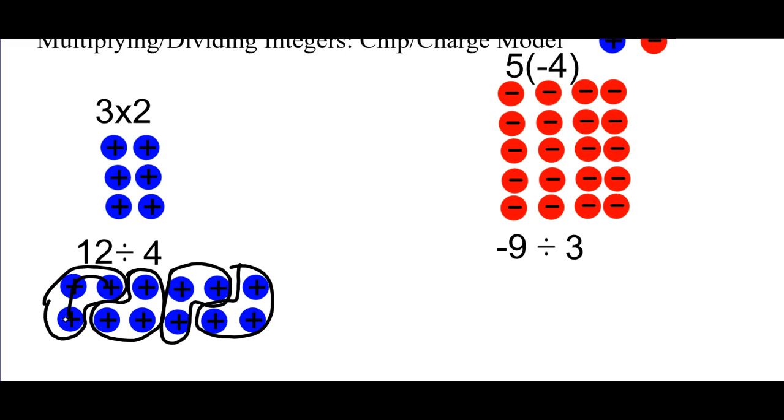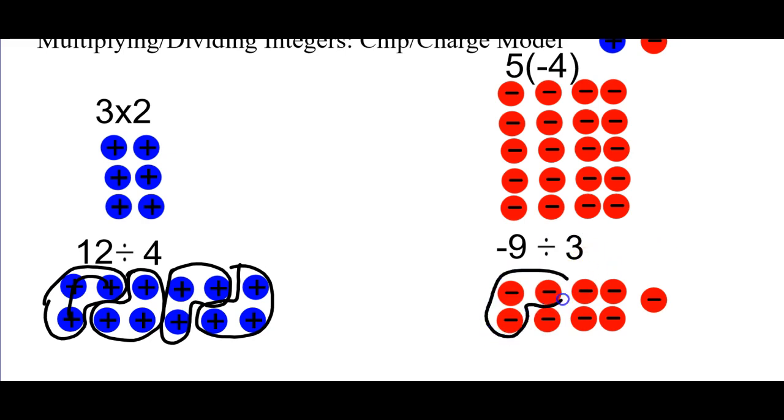-9, same thing. We're just dealing with negative numbers here. So let's put out 9 red chips. And so there's 9 negative ones there. We're dividing it by a +3. So you could put them into groups of 3, and you get 3 groups of 3. So either way you go there, your answer is -3.